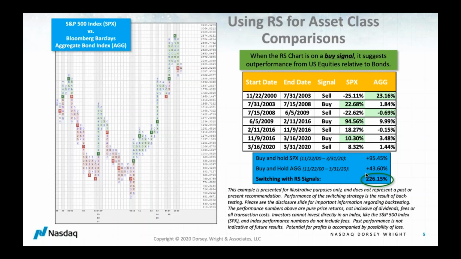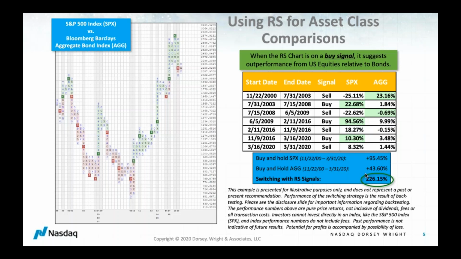You can see from that performance flipping back and forth, this typically does work out pretty well. From 2000 to 2003, we were going to be holding on to AGG, and we had stocks down 25% versus the AGG up 23%. And from 2003 to 2008, holding on to the S&P, we have outperformance from stocks relative to bonds. And this continues typically, but as we know with most rules-based strategies, they're not going to be right 100% of the time.